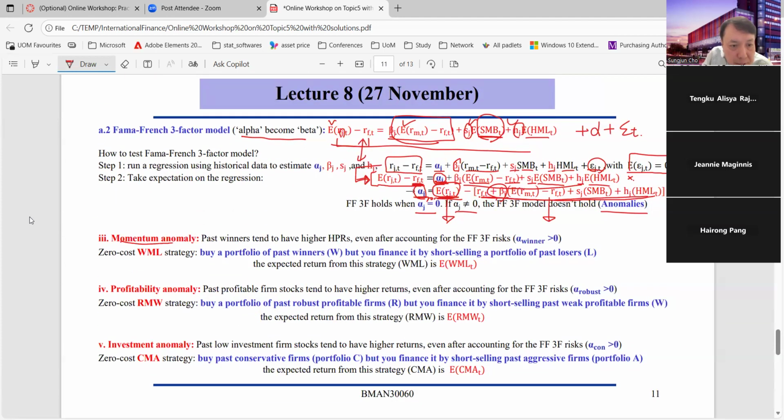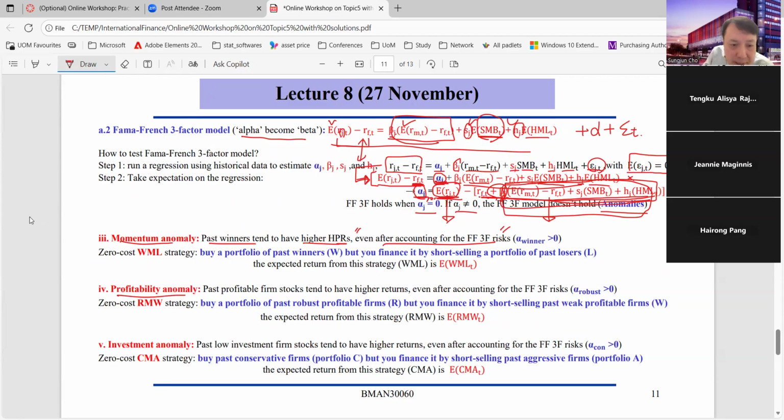First, you need to explain what the meaning of the momentum anomaly is. We find from academic research that past winners tended to have higher holding period returns. This part is important: even after accounting for Fama-French three-factor risk. That's the part here. Even after accounting for Fama-French three-factor risk, you earn more than what this part says. The return from buying past winners will generate extra return over what Fama-French three-factor says you should earn.